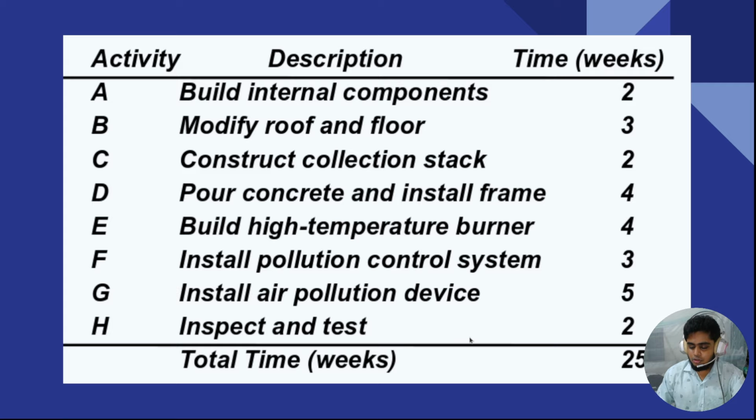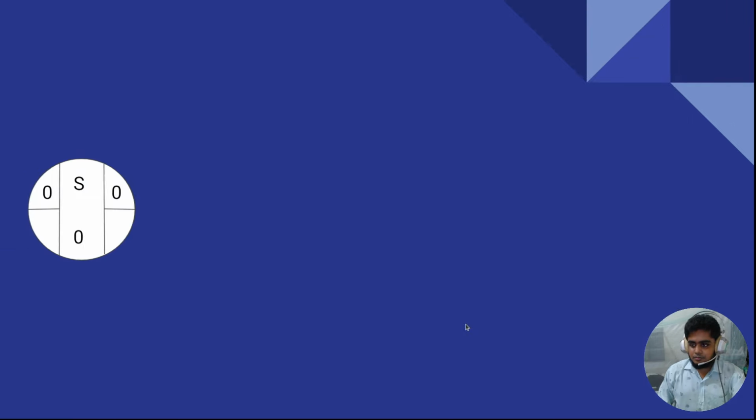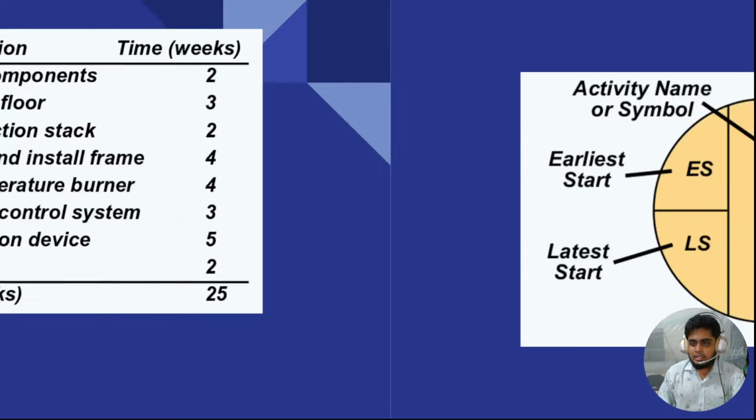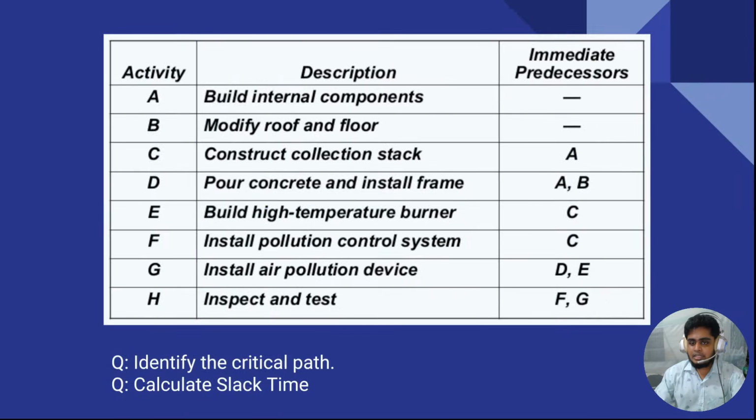Okay, so you see in the previous slide, for example this slide, that for activity A and B there are no intermediate predecessors. That means you can start A and B directly. You can start A and B directly, not requiring any predecessors. Okay, basically.